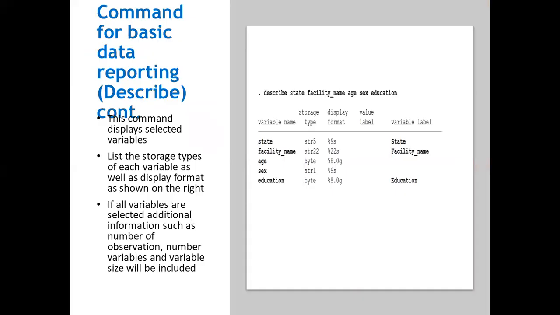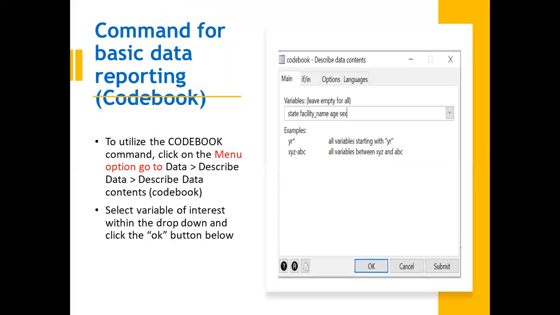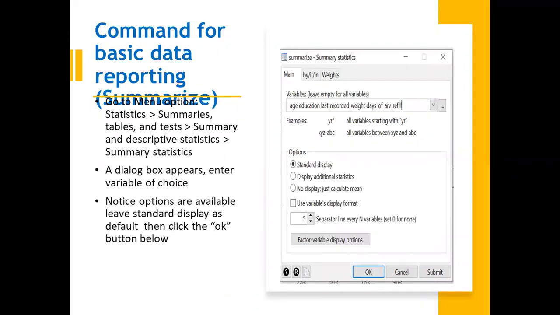This is the menu option to describe data. Then, you want to summarize, you can go through the menu option. You click on Statistics on the menu bar. You go to Summaries, tables, and tests. Then click on Summary statistics. Then you have that done.